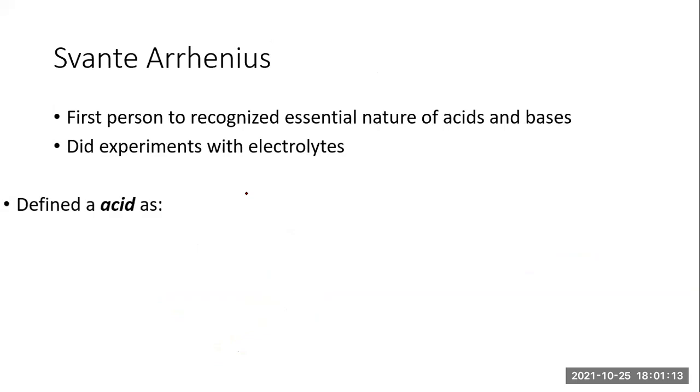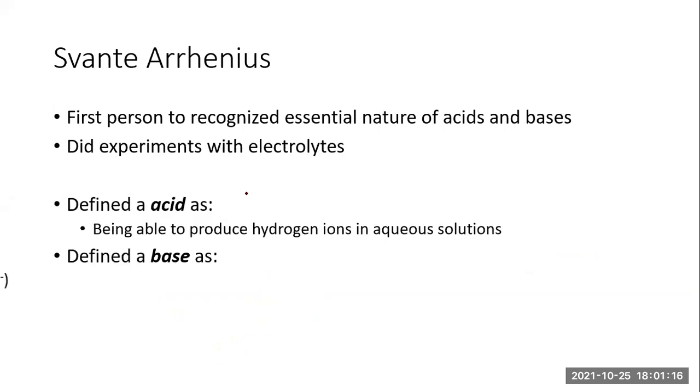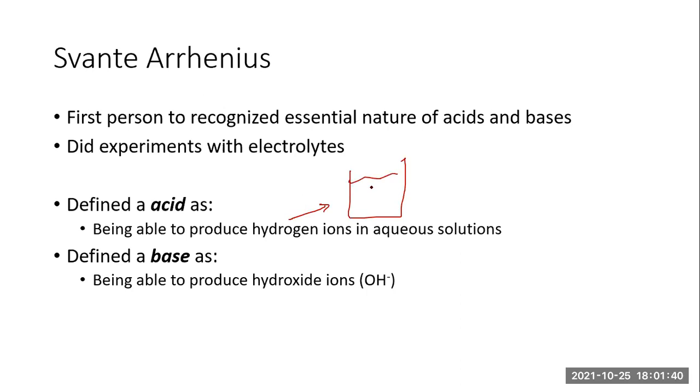So let's talk a little bit about some early definitions of acids and bases. Arrhenius was the first person to recognize the nature of acids and bases. He did a lot of work with electrolytes. He defined an acid as something that's able to produce hydrogen ions in solution. So basically, it has to be something that, in solution, produces H plus ions floating around, or, because they are interchangeable, H3O plus ions floating around. They basically represent the same thing.